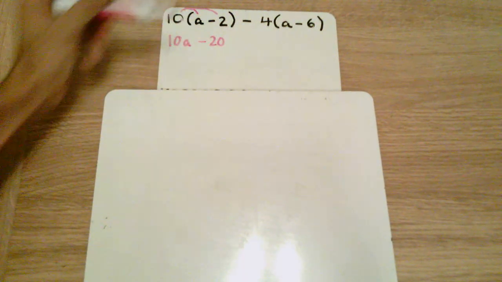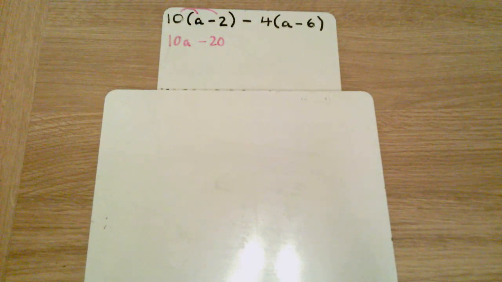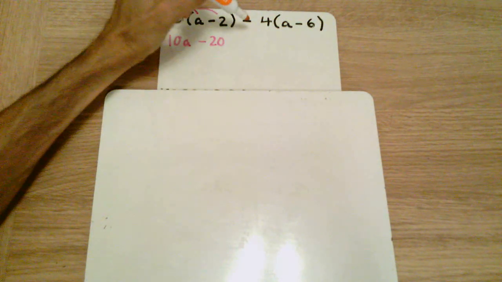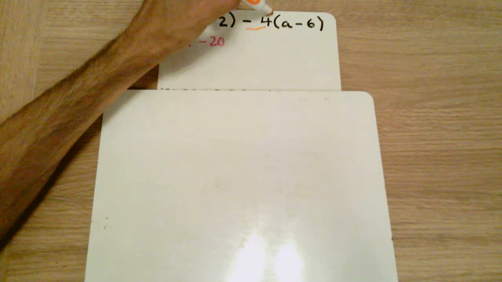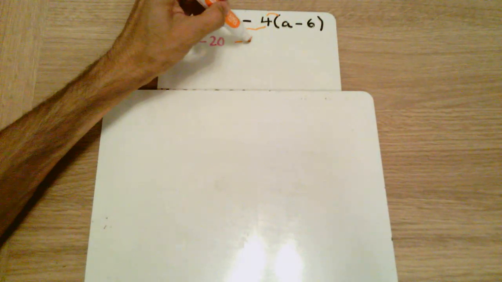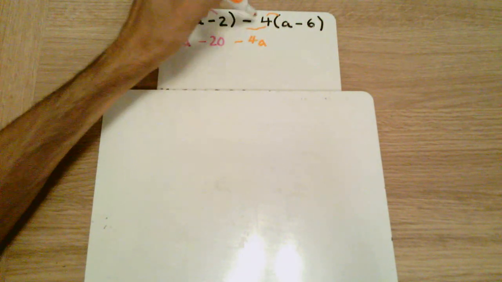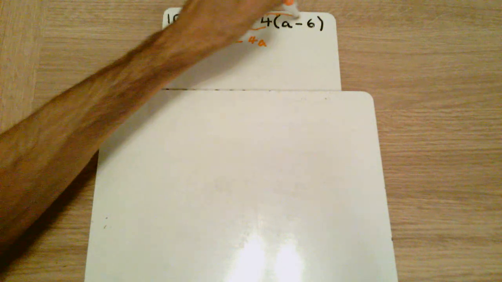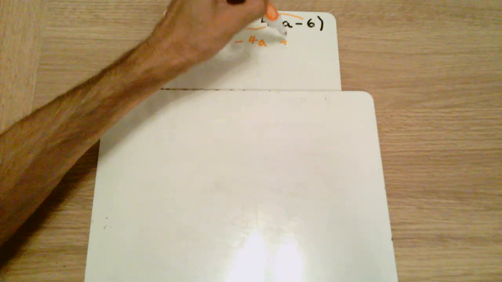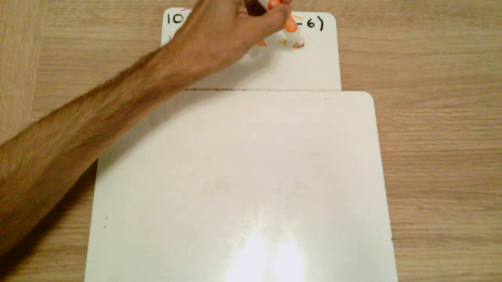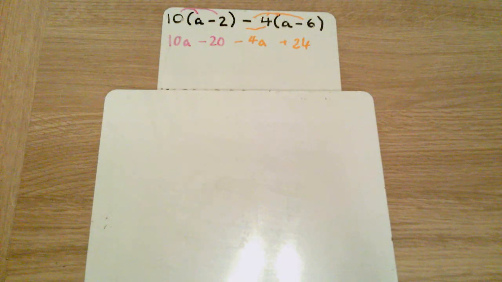And then over here, now you have to be very careful because of the minus which is in front of the 4. Whenever you're expanding a bracket, you always need to look at the symbol in front. So minus 4 times by a gives you minus 4a. And then minus 4 times by minus 6 is plus 24, and that is the expansion of a single bracket or two single brackets.